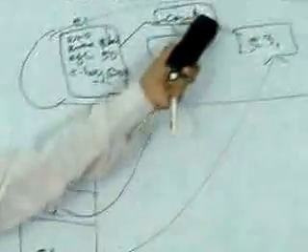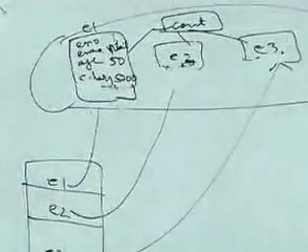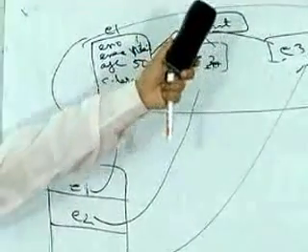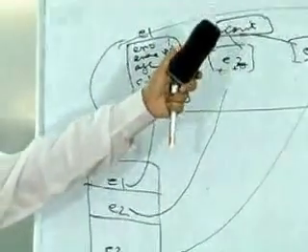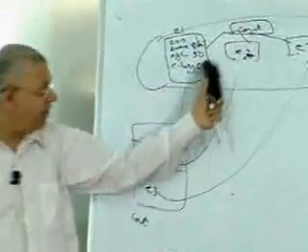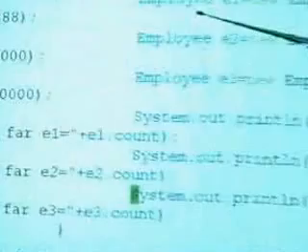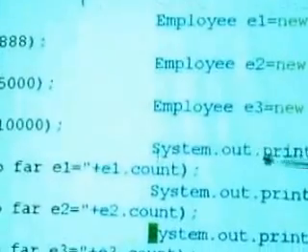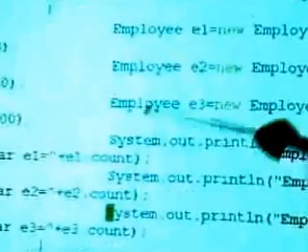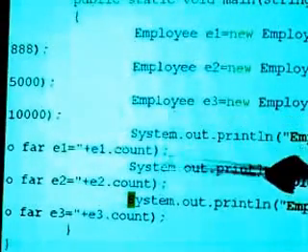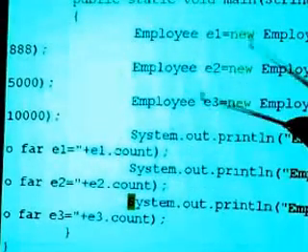When you say E2.count, still you should get it as 3. If you get E3.count, you should still get it as 3, because it's a common count which has been incremented by E1, E2 and E3. On the contrary, if you had put E1.count here, this System.out.println, if you put it here, you'll get 1. If you put it here, you'll get 2. And if you put it after this, you'll get 3.